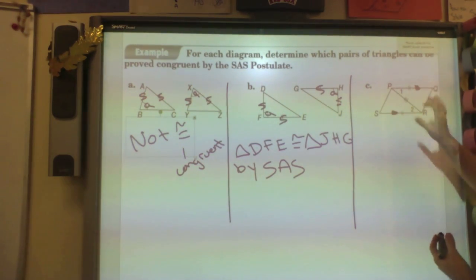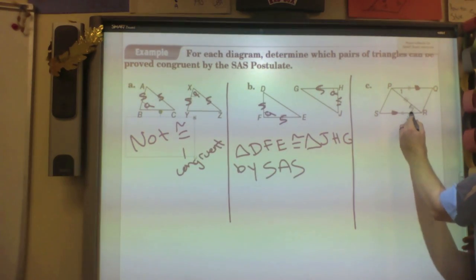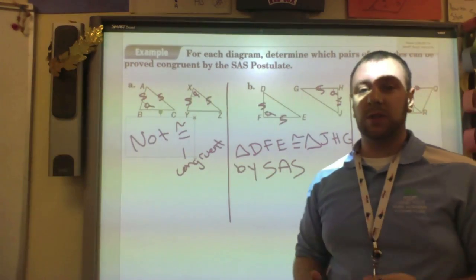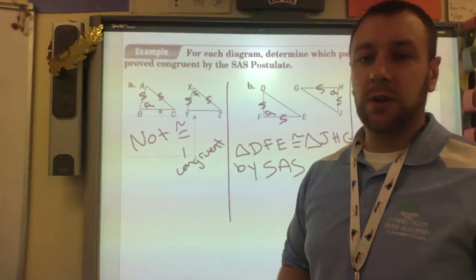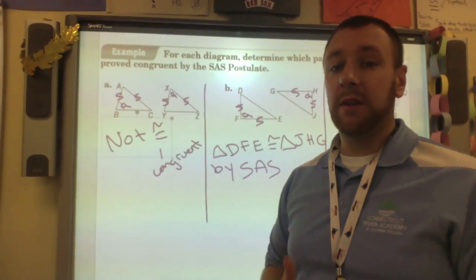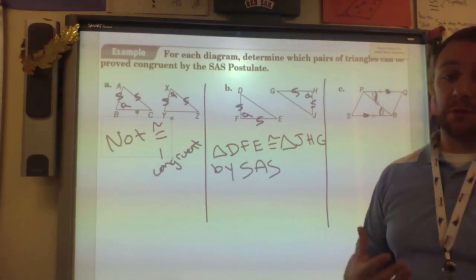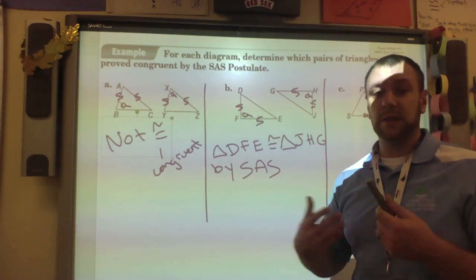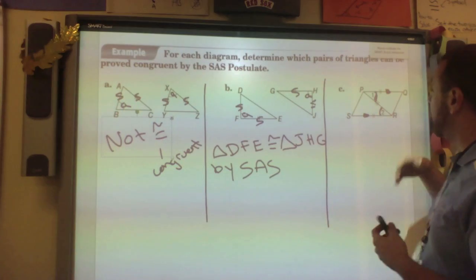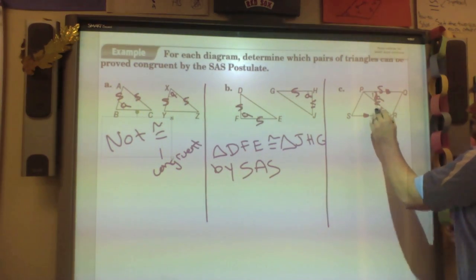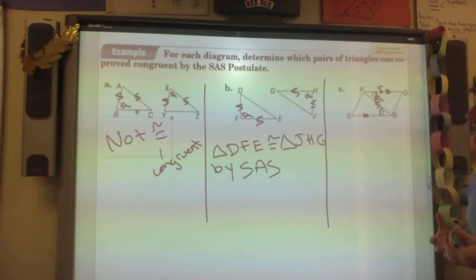So if that means parallel, I know that angle 1 and angle 2 are congruent because they're the alternate interior angles. So we have to remember that stuff when we're going through this. Parallel lines have congruent angles. Okay, alternate interior or corresponding, that sort of thing. And that gives me a side, an angle, and then another side in both triangles.